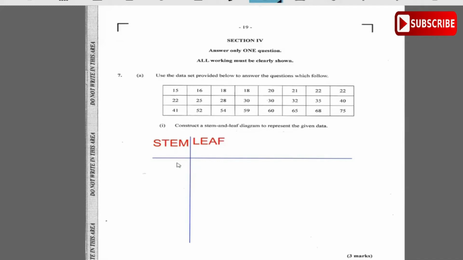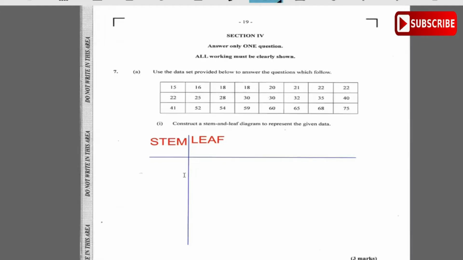Looking at the data, it goes from 10 to 75. So what we can put is 1, 2, 3, 4, 5, 6, 7. All right. Now, how many of them? Let's go with this one now. We realize that you have, let me space this a little better. So how many go with the one?